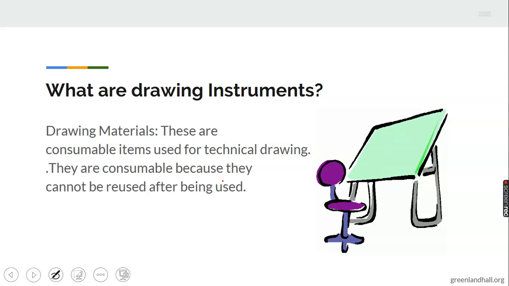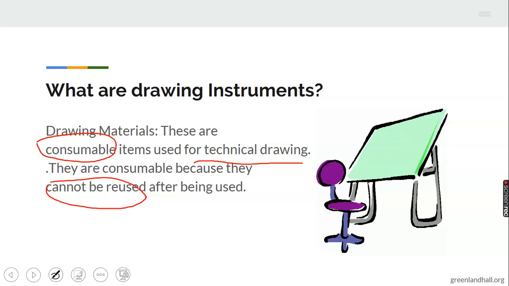Now, what are drawing instruments? These are consumable items. Please note this, consumable items. Drawing materials are consumable items used for technical drawing. Yes, they are consumable items because they cannot be reused.